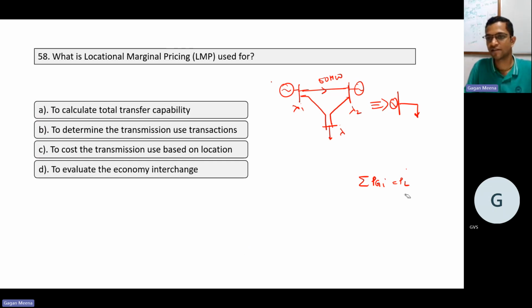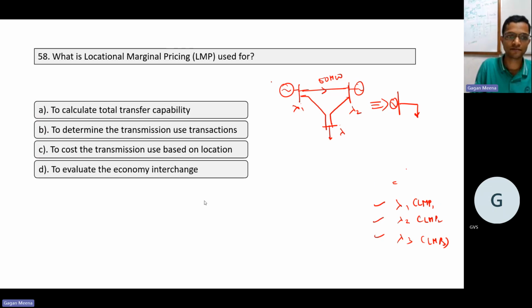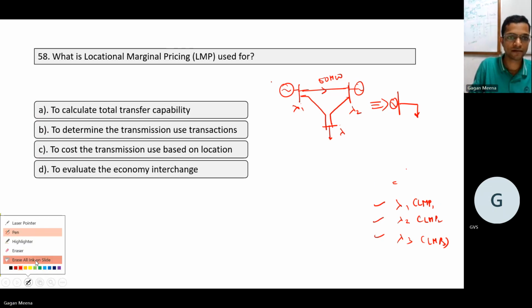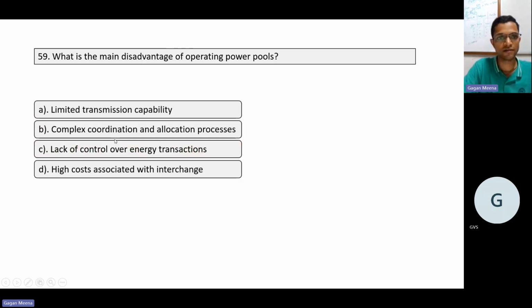Now there will be three such equations, three equality constraints, not just one. For each of those constraints, we will get one Lagrange multiplier. We will get three Lagrange multipliers, and we call them locational marginal pricing 1, 2, and 3. Okay. So it is to cost the transmission use based on location.